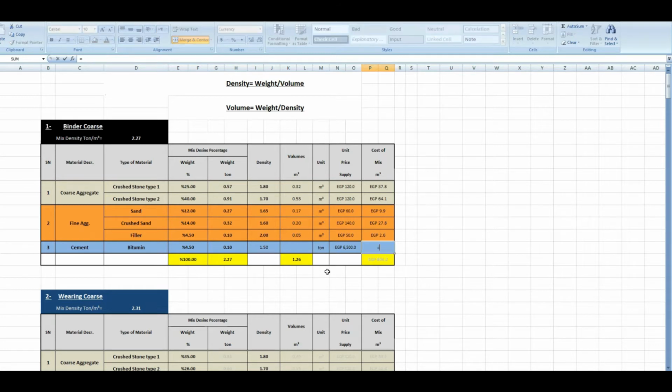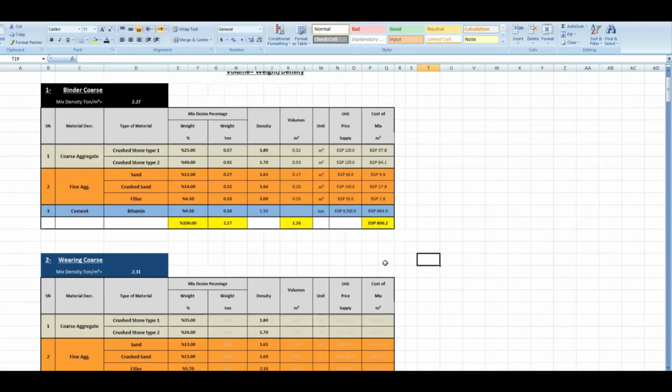0.1, the amount of asphalt or amount of bitumen inside the mix, equal 0.1 multiply the unit price in ton, it gives you the cost of bitumen in the 1 meter cubic mix. Total is 806 Egyptian pounds. Sigma of this of the cost of raw material gives you 806.2.